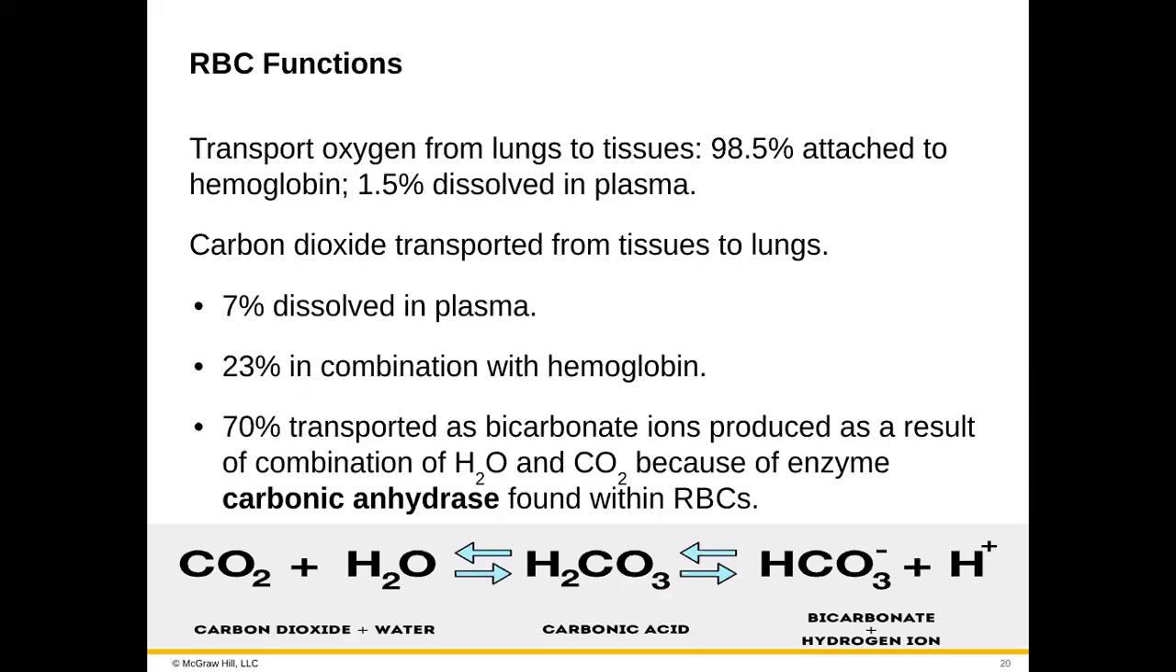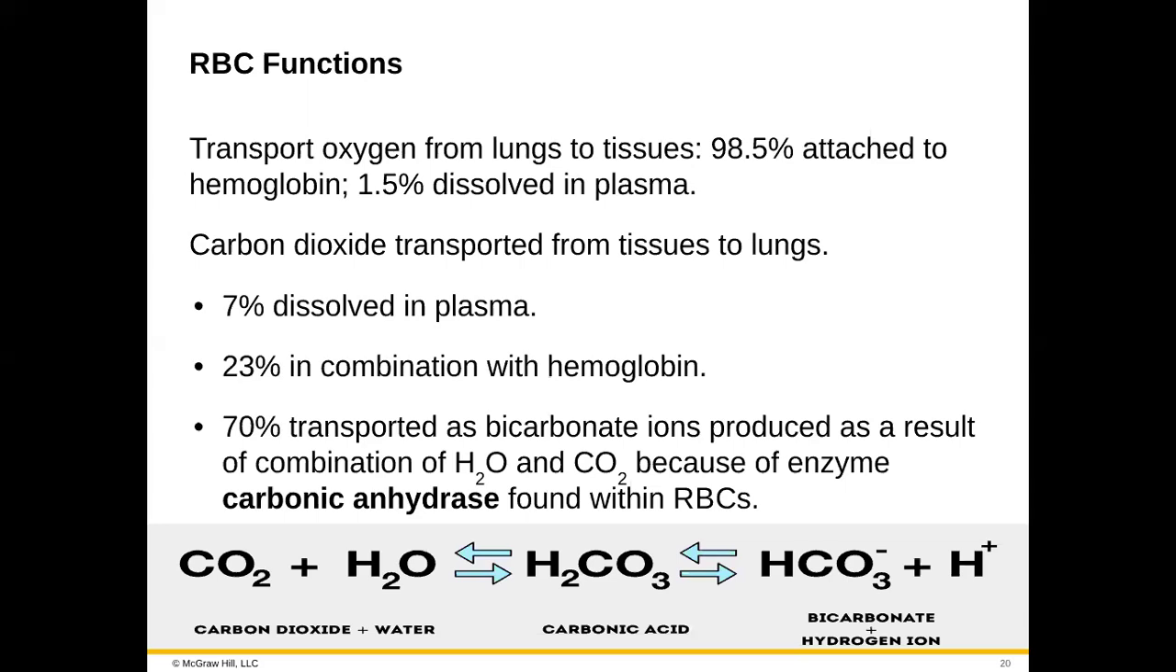So functions of red blood cells, the main one is to transport oxygen from the lungs to the tissues. 98.5% is going to be attached to hemoglobin. 1.5% of oxygen is going to be dissolved within the plasma of blood. So the majority of our oxygen is getting to tissues attached to the hemoglobin found on a red blood cell. Carbon dioxide can be transported from tissues to the lungs in three different ways. So 7% will be dissolved in plasma, 23% in a combination with hemoglobin.